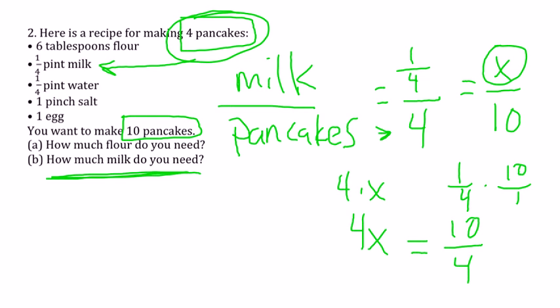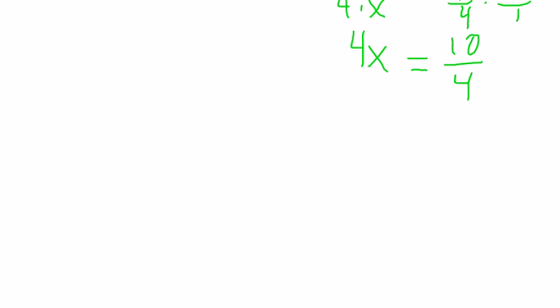10 over 4. We could change that into a mixed number if we wanted to, but I don't really think it's necessary right now. So we're going to take this, and now we have to divide this by 4. So that sounds like a lot of fun. So here's what we'll do. Let's get ourselves some room here. We can think of this as saying 4 times some number is equal to 10/4. Yes, there's got to be a number out there. Well, what is that number?